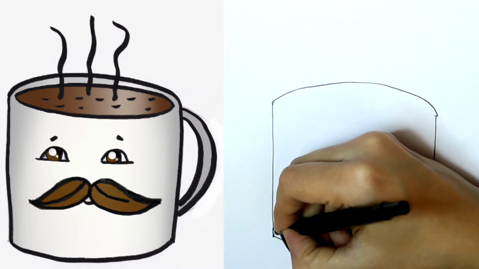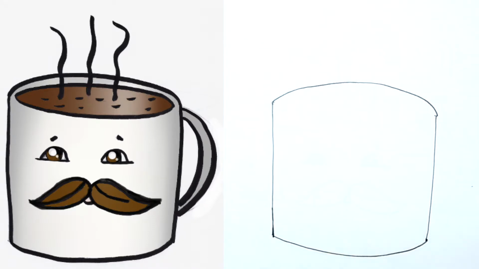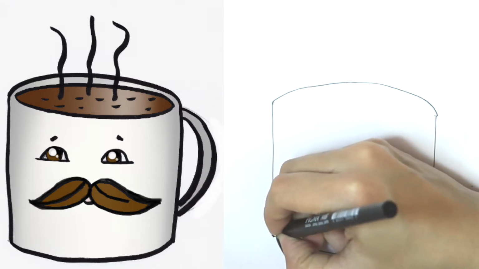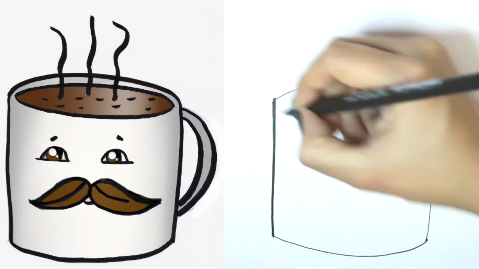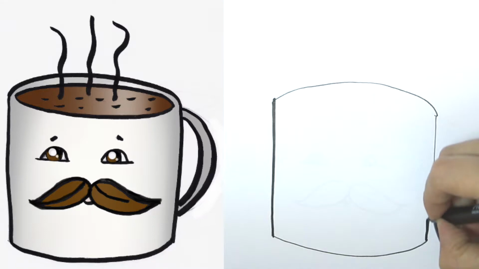And just a little tip. Sometimes you can retrace a line with another marker that you like better. Like, I'm just gonna retrace this line super quickly. And that's something you can always do.